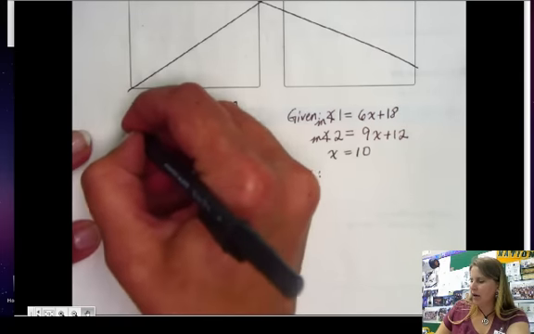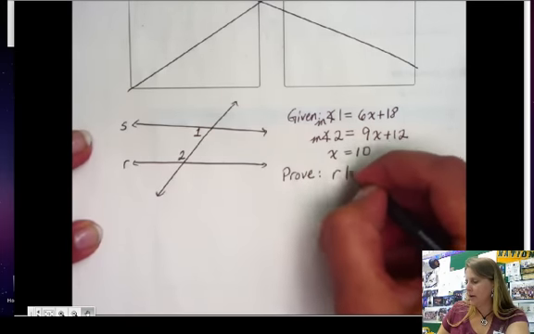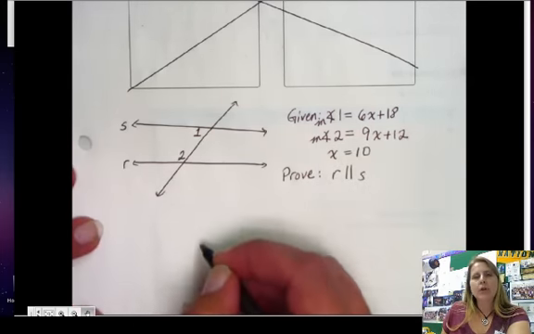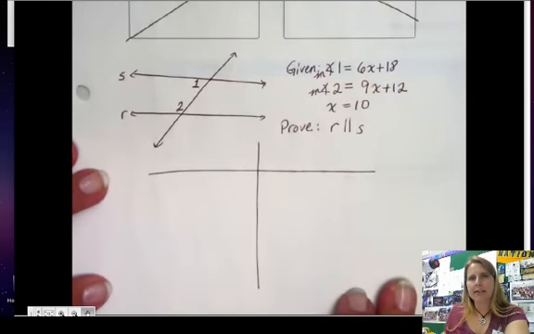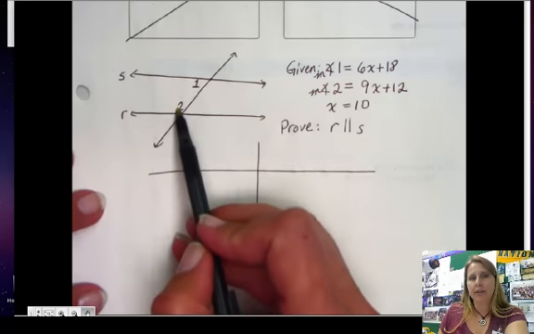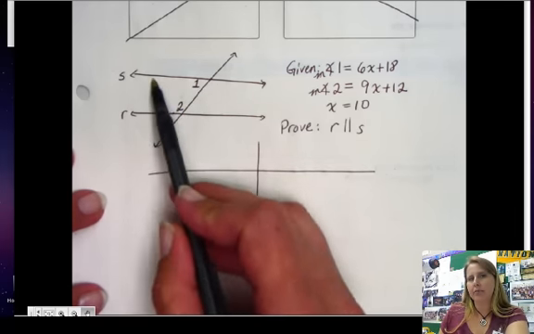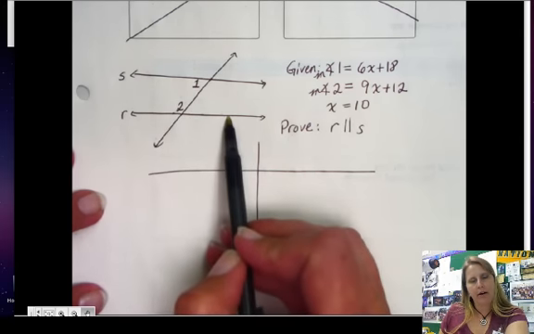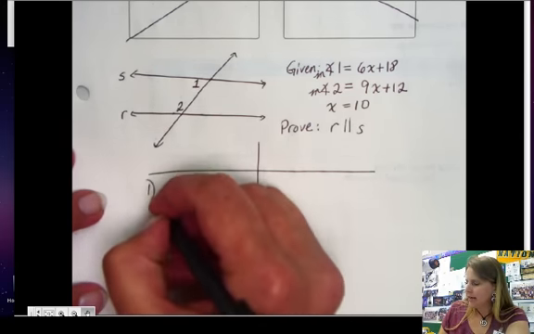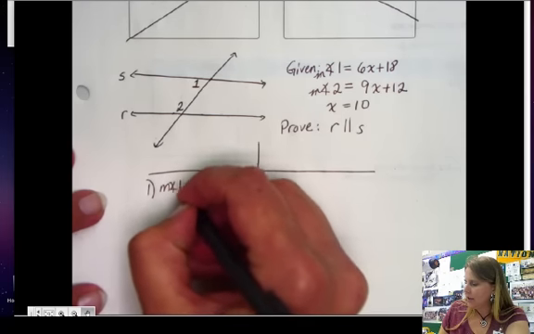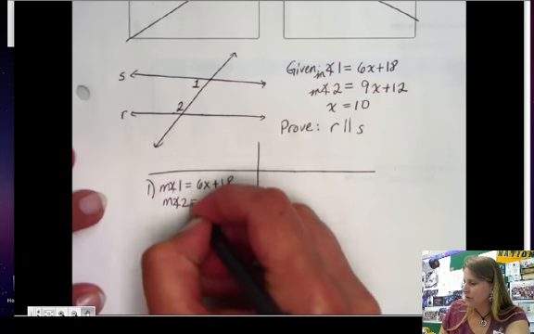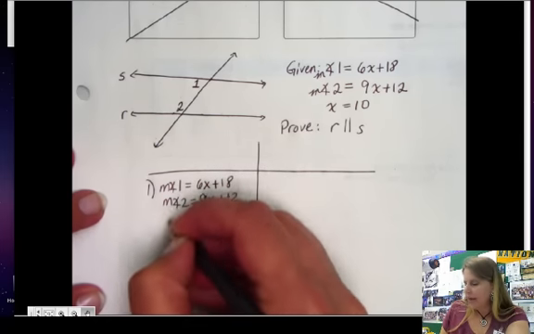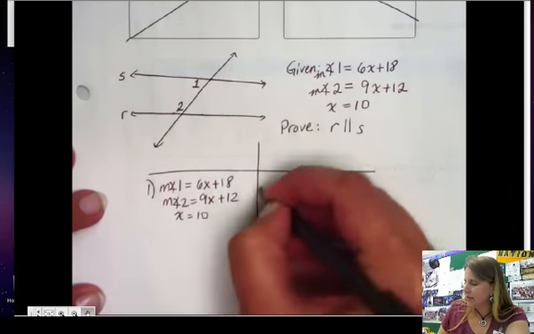Let's call this line R and call this line S. So we want to prove that R is parallel to S. So what we need to do is set up our proof. And you'll notice that this is going to be same side interior angles. So that's going to be the converse of the same side interior angles theorem, which should prove that S and R are parallel. So first we're going to say our given. Measure of angle 1 equals 6x plus 18. Measure of angle 2 equals 9x plus 12. And x equals 10. So that's all given.